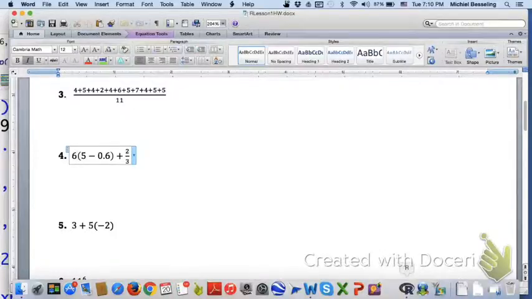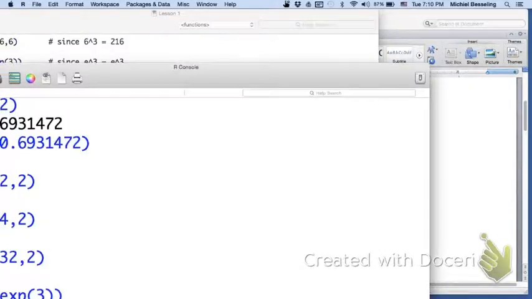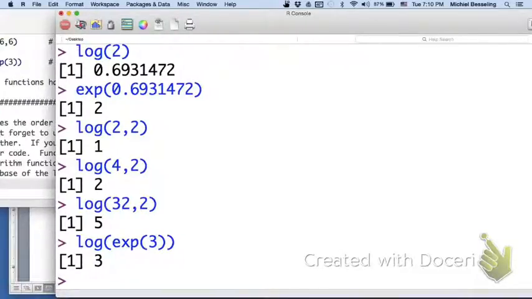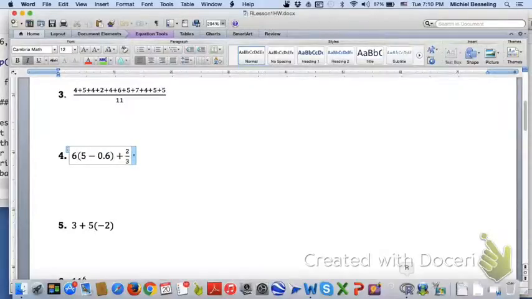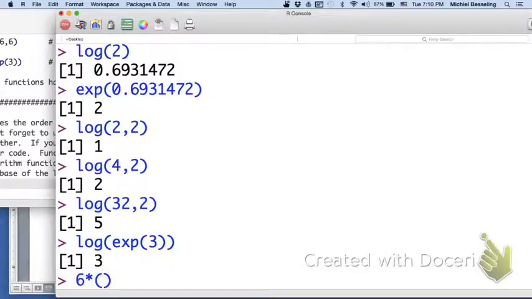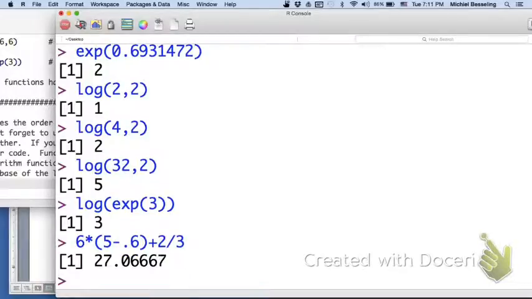So I'm going to go into R, and here's what I'm going to do. It was 6 times, and the trick here was I need to use my shift 8. I had some parentheses. Let me go back and look at the problem again. 6 times (5 minus 0.6). So it was 5 minus 0.6. And notice I didn't need that 0.6, it doesn't matter. Plus 2/3. And it'll spit out the answer.